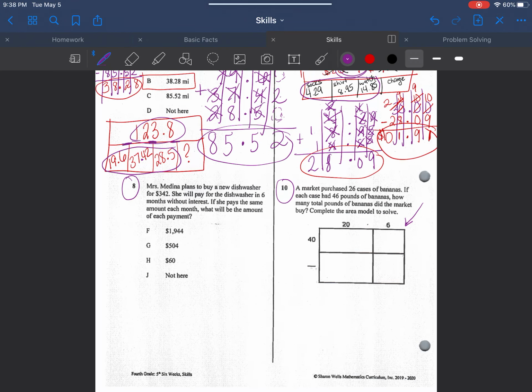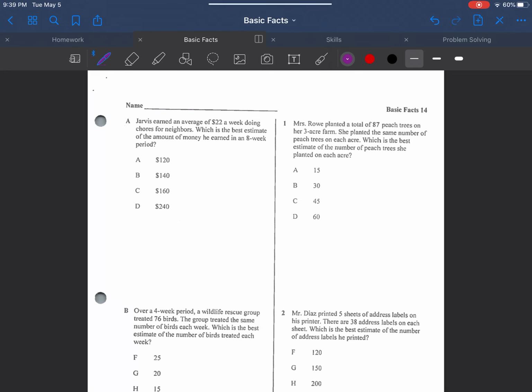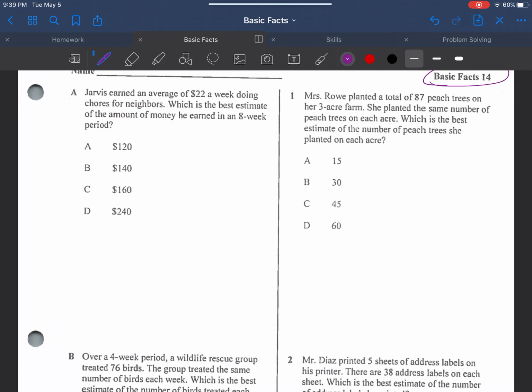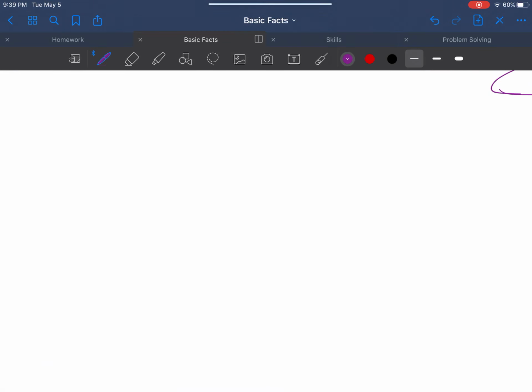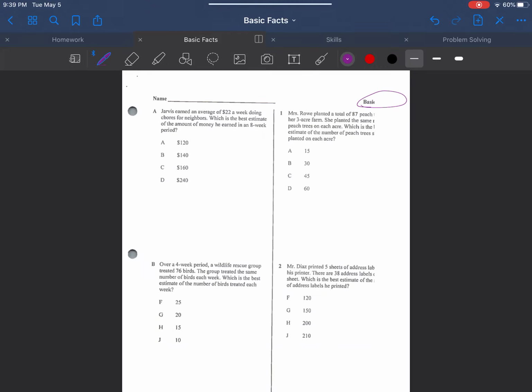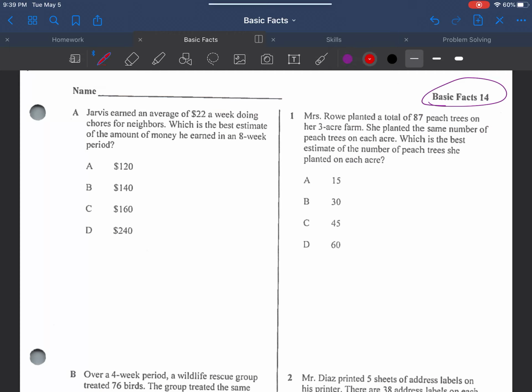Notice that we did it with multiplication. It's an area model. So you know that you're going to be multiplying. Okay? Now we are going into our basic facts. For today, you are to complete basic facts 14, which looks like this. Notice that there's 2 letters and 2 numbers. So I'm going to do the letters, and then you will be working on the numbers.